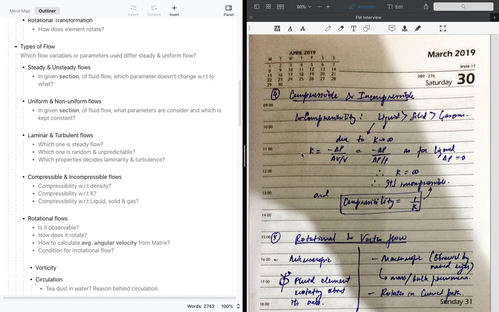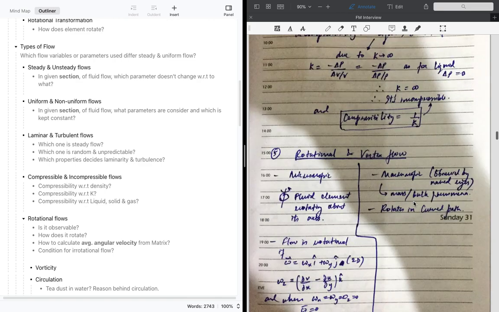As we know from the bulk modulus, the change in pressure divided by the volumetric strain can be described as the change in pressure over the change in density. When the pressure changes, the density doesn't change. In this case, change in pressure divided by 0 equals infinity. This means that the bulk modulus is infinite for liquids, and compressibility is the inverse of the bulk modulus. It means that the compressibility of liquid is 0.